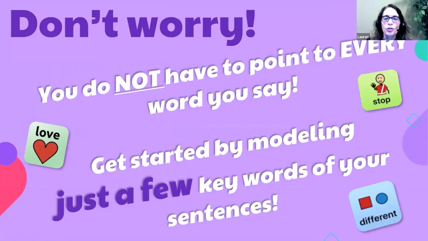Don't worry. You do not have to point to every word you say. So if I said, I like how you are listening to me, I do not have to point to I like how you are listening to me. I could just model I and me, or I and like. I can just pick one or two to model. And as I get more practice, you'll find you're able to point to more and more words out of your sentences because you just learn where things are and it becomes easier. But in the beginning, that's not a problem. So just get started with a few words.